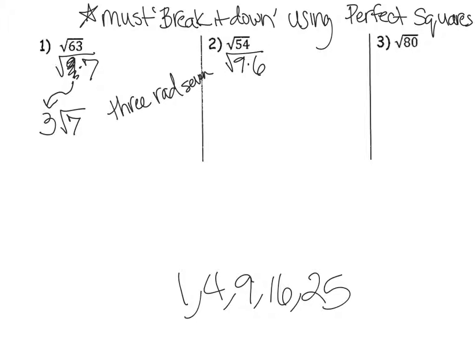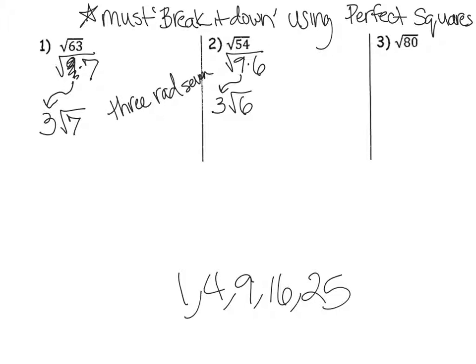What is my perfect square? 3. So I'm going to bring the 9 out. It becomes a 3. But 6 doesn't have a perfect square, so 6 is just going to stay under there like that. This is hard. Do you understand why I took the 9 out?